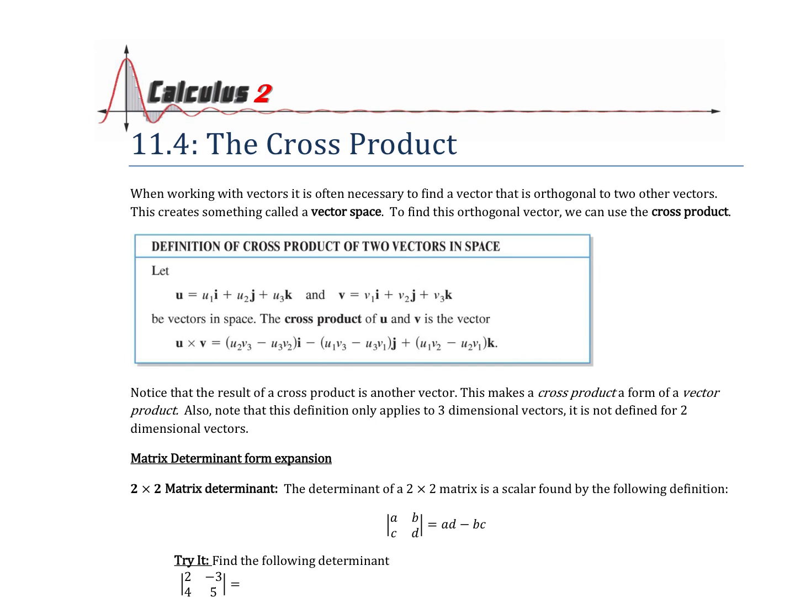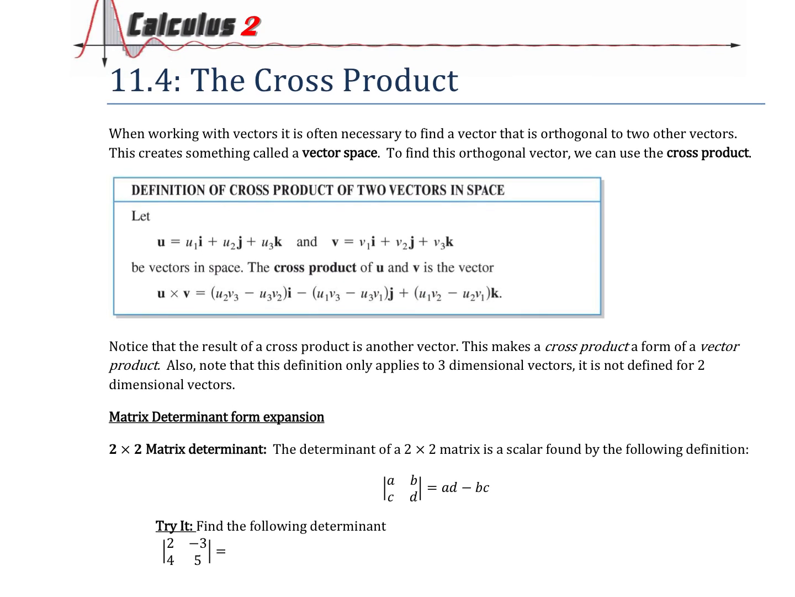Okay, well, first let's define some vectors in space. We got two vectors, u and v. And they have an i component, a j component, a k component. All right, and so here they are in ijk form. The cross product of these vectors can be written like this. We have (u2v3 - u3v2) i - (u1v3 - u3v1) j + (u1v2 - u2v1) k.